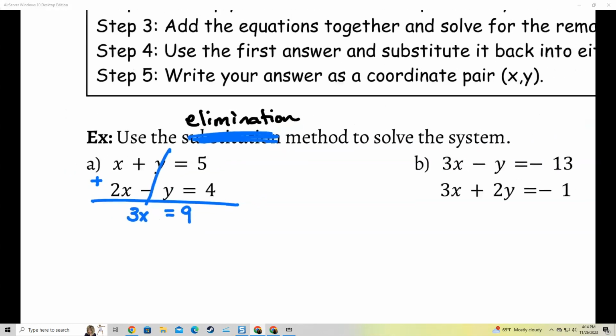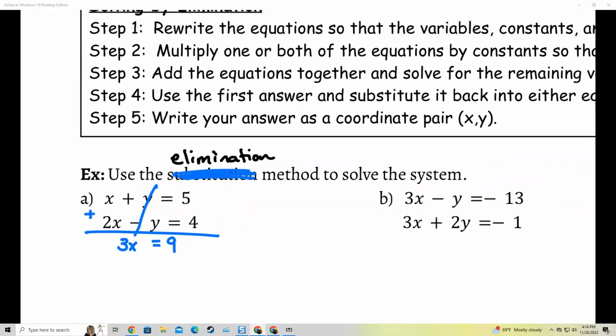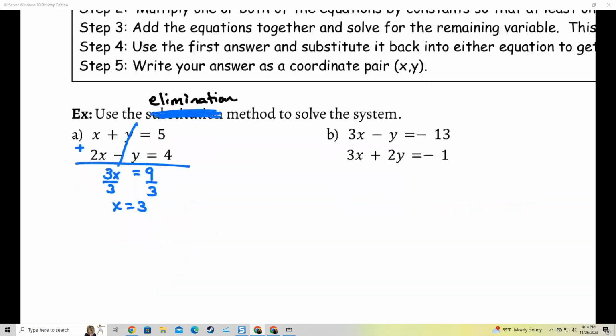From here, we are going to go ahead and do step three. We added the equations together, and I need to solve for the remaining variable. In this case, my remaining variable is x. I'm going to divide both sides by 3. I get x equals 3. This is the first part of my answer.